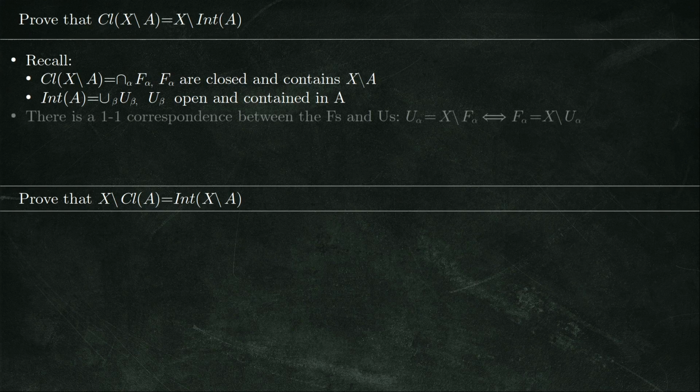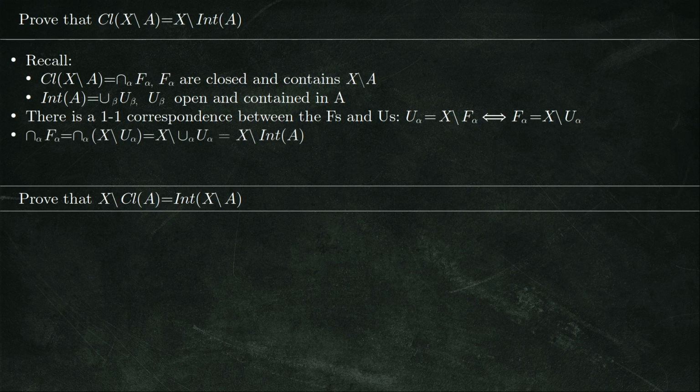Now, from here, we can set up a one-to-one correspondence between the F's and the U's. That is, for every F, we can find a U, and vice versa. And we can do this by saying each U is equal to X complement F, and we can reverse that to say each F is X complement U. Then we just use De Morgan's laws. So the intersection of F is the intersection of X complement U, and then using De Morgan's law, this is X complement the union, which is X complement the interior. You may have to quickly check that that correspondence does hold, but it does. Okay, have a go at the next one, and then come back to the video.